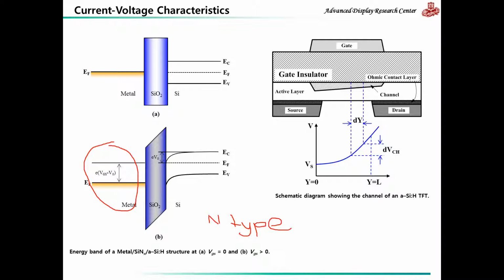So when we apply a gate voltage, the MOS structure is accumulated, so that a surface accumulation layer is formed between the source and drain, and as a result we have conduction from source to drain.